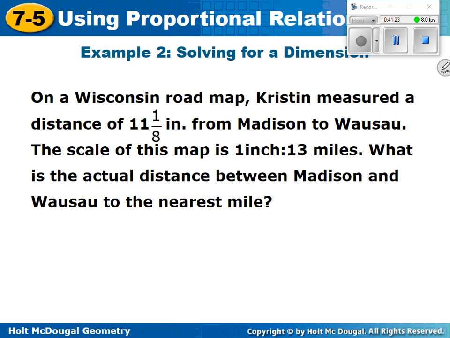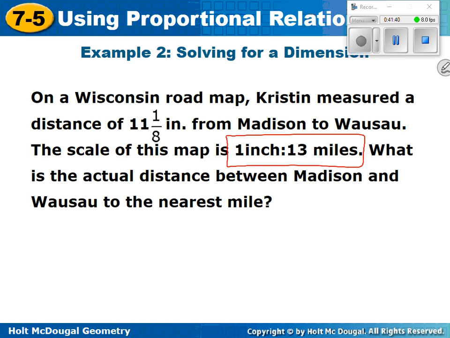So here is another example where we might want to use a scale. On a Wisconsin road map, Kristen measured a distance of 11 1/8 inches from Madison to Wausau. The scale of this map is 1 inch to 13 miles.